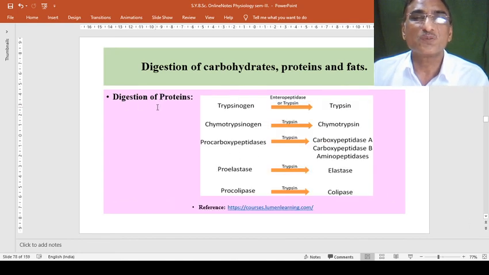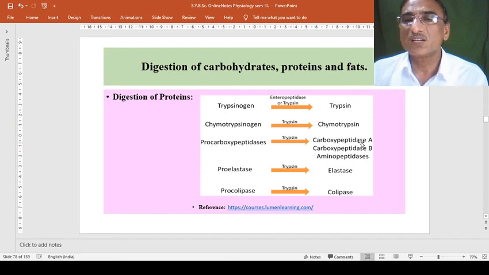Digestion of proteins also takes place. These are the reactions taken from a website. Trypsinogen is converted into trypsin in the presence of enteropeptidase or trypsin. This itself is a conversion in metabolic activity. Then chymotrypsinogen converts into chymotrypsin in the presence of trypsin. This is the reversible reaction.